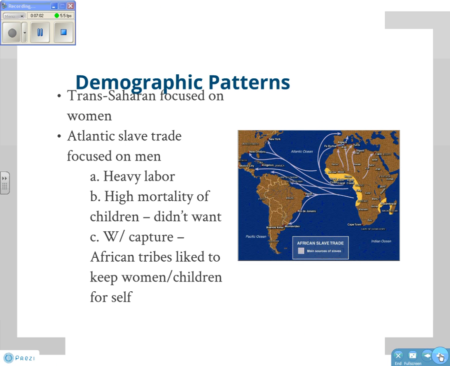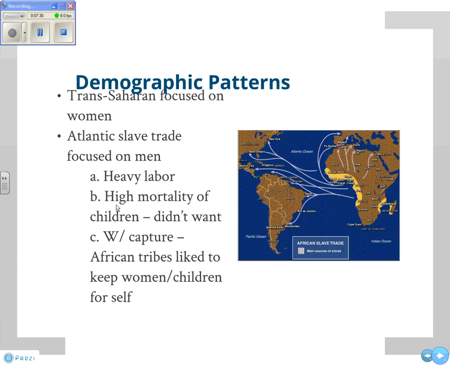Okay, what types of captives were taken? What's the demographic patterns? Well, first off, the trans-Saharan trade focused on women. You guys remember reading that, right? In that first outside reading we did, Slavery in Africa reading. You remember reading about that? Trans-Saharan focuses on women. They take men, but they focus on women. The Atlantic slave trade, however, focused on men.